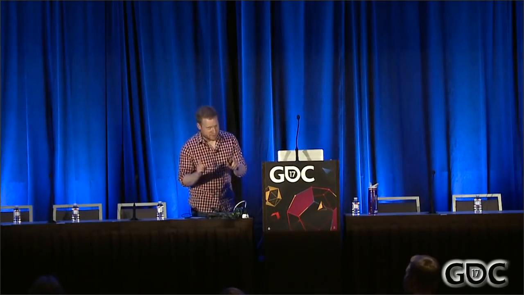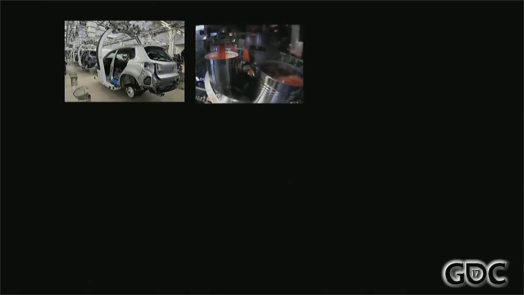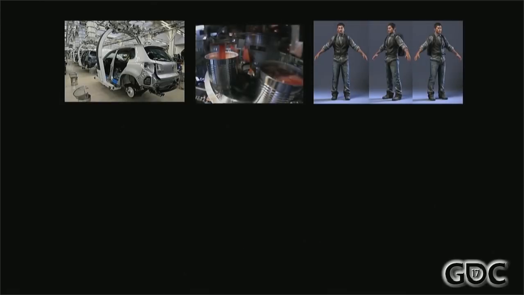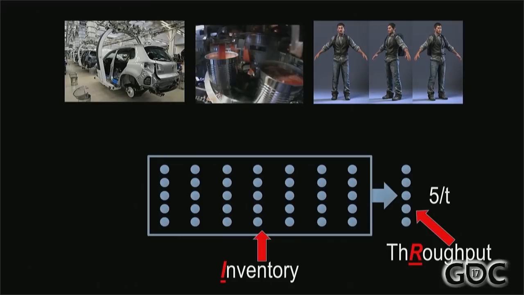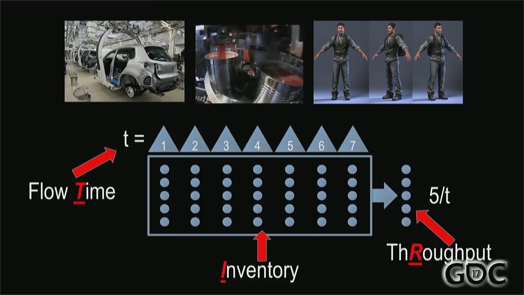So I'm going to belabor this point for just a second, because if you can hang with Little's Law, the rest of this presentation is going to be a lot easier to follow. So for any ongoing process, if it's assembling cars, or manufacturing cans of soup, or perhaps creating video game assets, the amount of things currently being processed, the inventory, is equal to the rate at which things come out of the process, the throughput, multiplied by the time to create a single thing, the flow time.